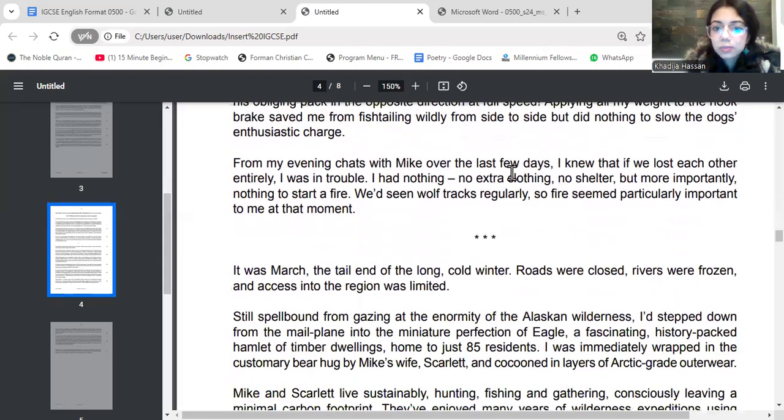From my evening chats with Mike over the last few days, I knew that if we lost each other entirely, I was in trouble. I had nothing, no extra clothing, no shelter, but more importantly, nothing to start a fire. We'd seen wolf tracks regularly, so fire seemed particularly important to me at that moment.